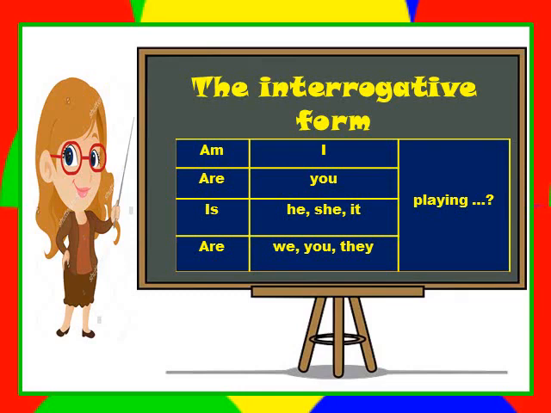Reverse them, how we saw before. I am, it becomes am I. You are, it becomes are you. And of course we have to add the ing to the verb.